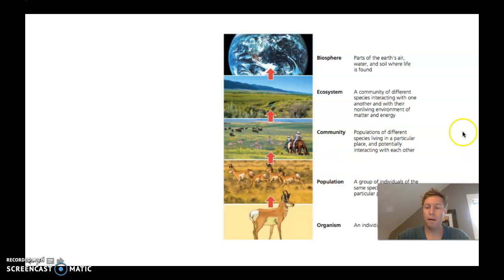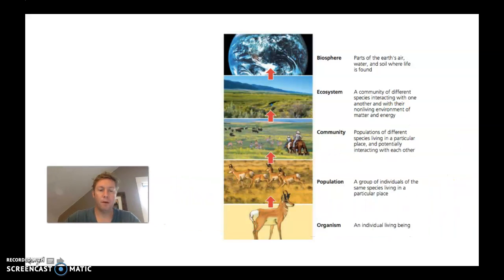All right. Another important concept is we organize basically life on Earth into this sort of way. And it starts with the individual organism level. And if you notice on your guided notes, you'll see O, P, C, E, B. And those are the same letters if you go up this levels of organization. O is in organism, P is in population, C is in community, E is in ecosystem, B is in biosphere.